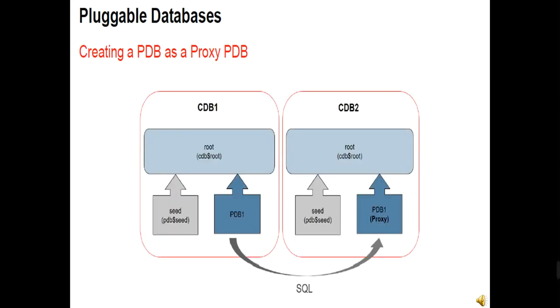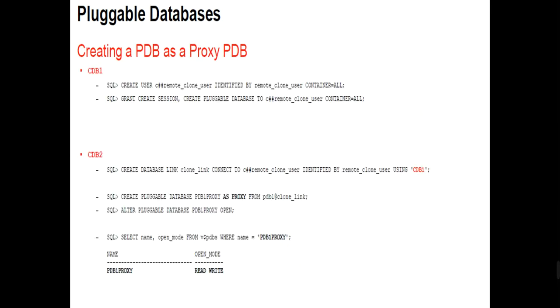Okay, creating a PDB as a proxy PDB. Create the user, using the same method as we used when creating the user on CDB1, and grant privileges to that user on the pluggable database and container. And again on the CDB2 container database, create a database link to clone the database, the same method, using the CDB1 service, and create pluggable database PDB as proxy.